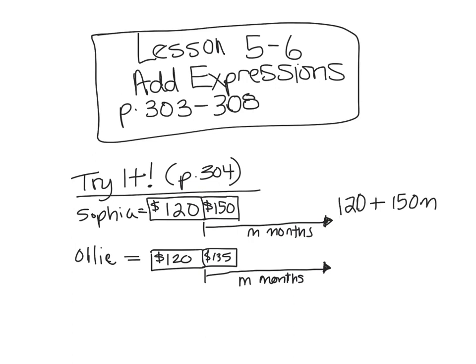Since Sophia deposited $120 initially and then $150 for each of the months that she makes deposits, the expression that best describes Sophia's deposits is 120 plus 150 times the number of months that she makes those deposits. Next, we're going to take a look at Ollie's deposits. Ollie also makes a $120 initial deposit, but Ollie adds $135 each of the months that he makes deposits. So his expression would be 120 plus 135M.